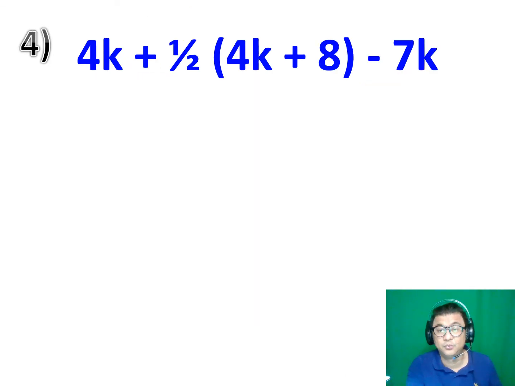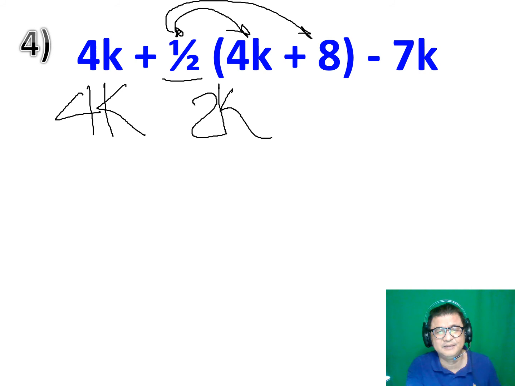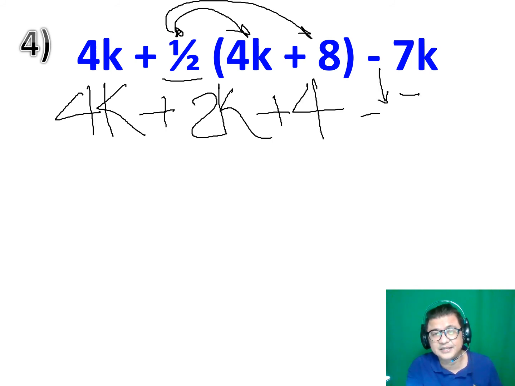Number 4. Ooh, sometimes you will encounter fractions. So 1/2 of something, you will multiply them. So 4k is still a 4k. Okay, 1/2 times 4. What is half of 4? 2. 2k. You're multiplying them. So positive. 1/2 times 8 is, half of 8 is 4. So positive 4. You're alone. I bring you down, negative 7k.